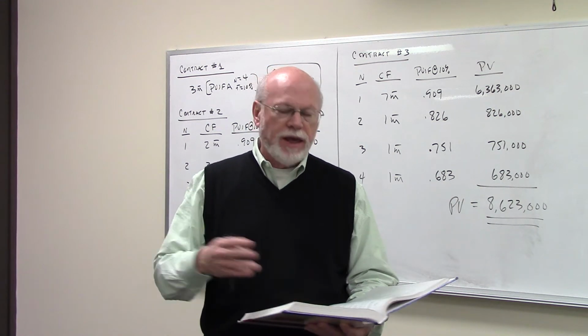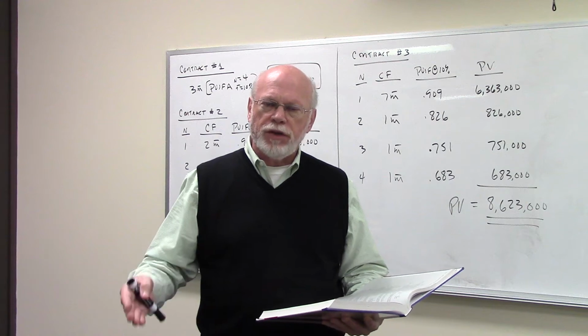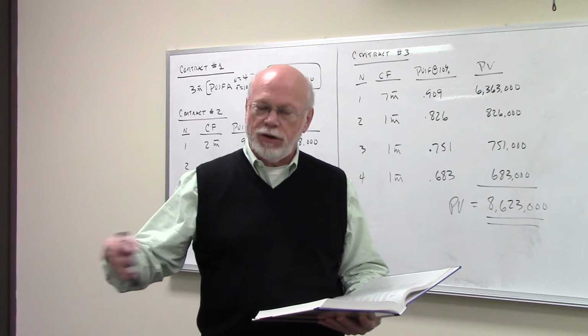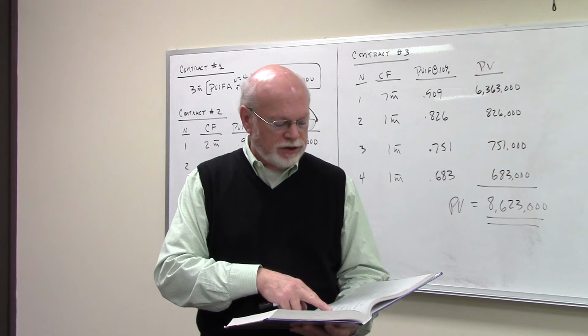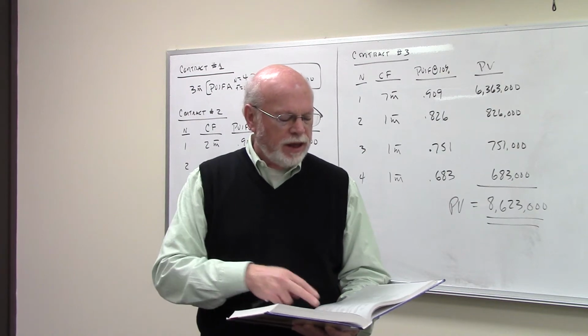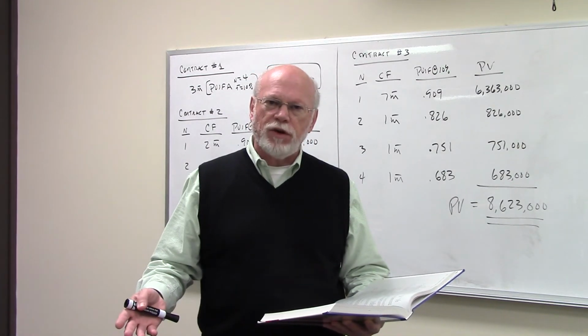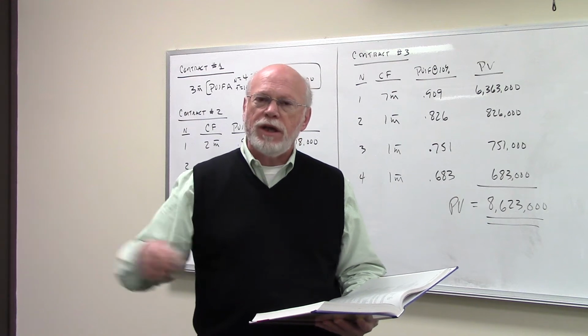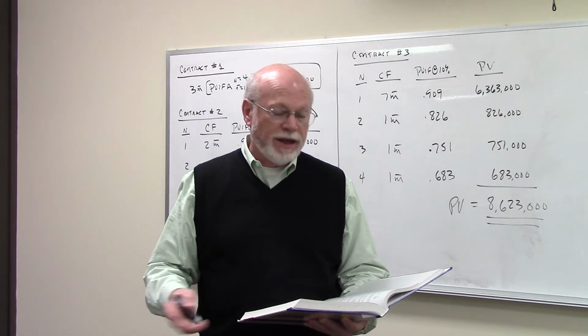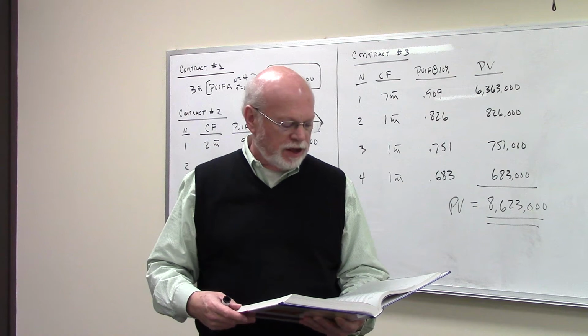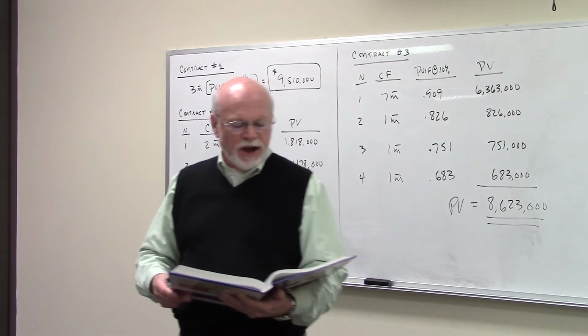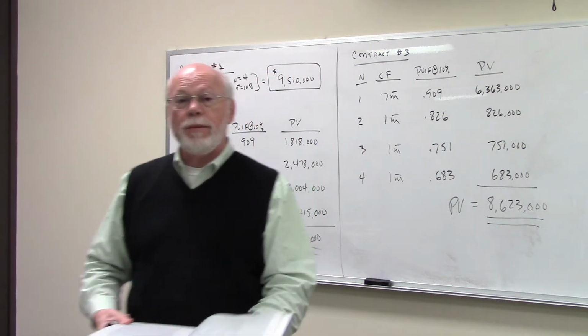Contract 2, he gets $2 million the first year, and then $3, $4, and $5 million, a series of lump sum cash flows. And contract 3, he gets $7 million at the end of the first year, and then $1 million at the end of each year after that. Again, a series of lump sum cash flows. It says, as his advisor, which contract would you recommend that he accept?